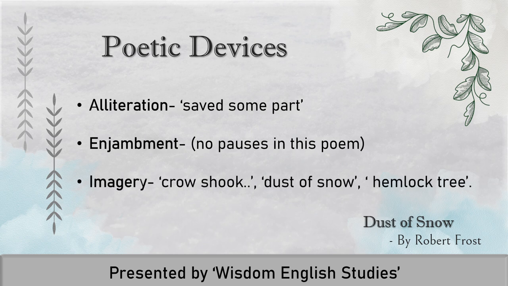Imagery. In this poem, we can see that the poet has provided very clear and vivid imagery through the words like crow shook, dust of snow, and the hemlock tree, which help the reader imagine the things that are happening in the poem.